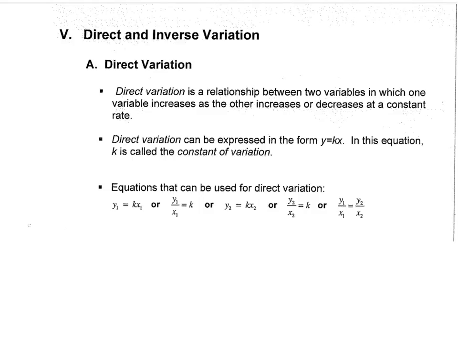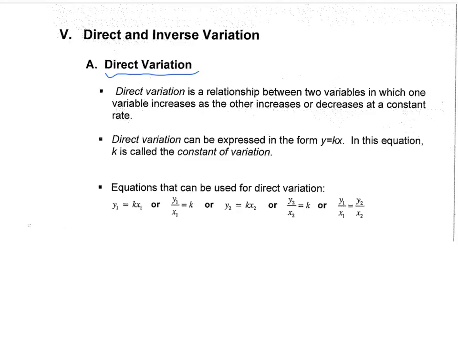Today's notes deal with direct and inverse variation. First of all, we're going to talk about direct variation. You have the notes in front of you, so basically follow along and actually fill them in as we go along. Direct variation is a relationship between two variables in which one variable increases as the other increases or decreases at a constant rate.